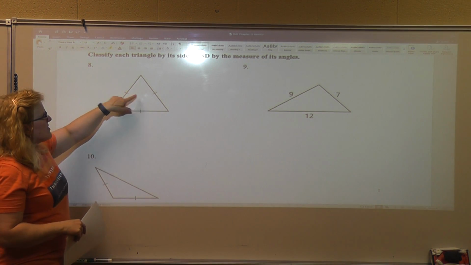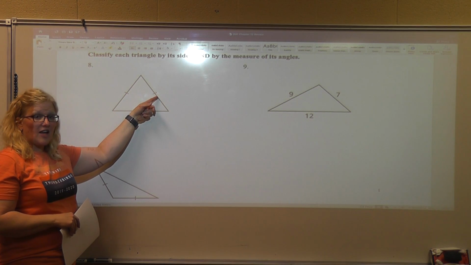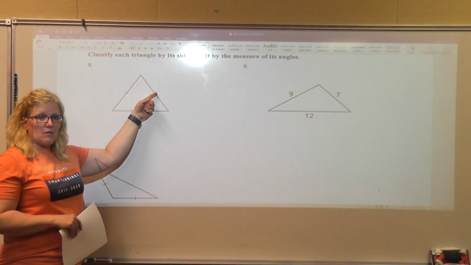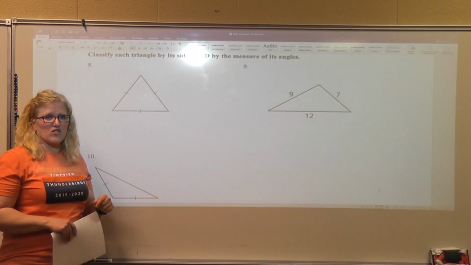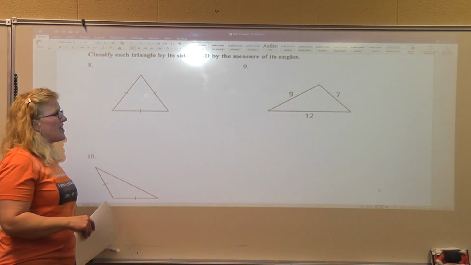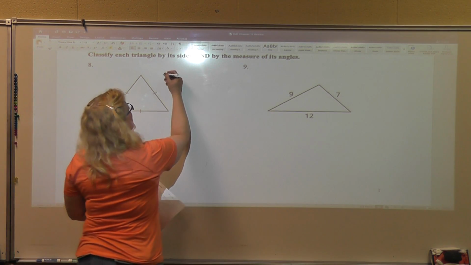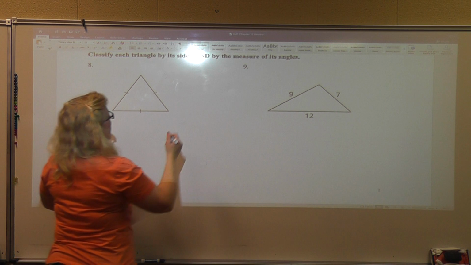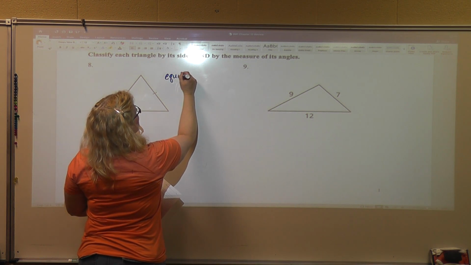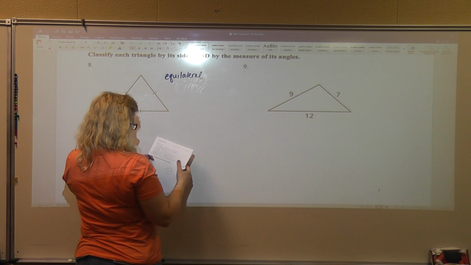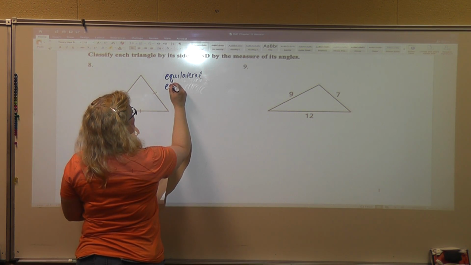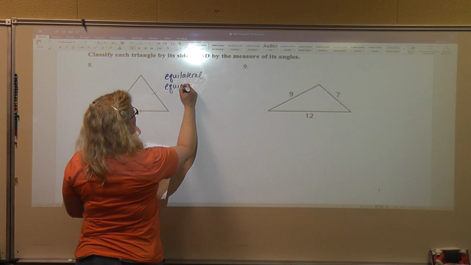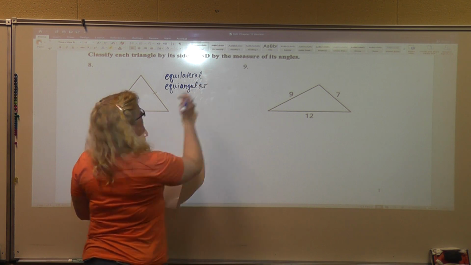But this first one, these little tick marks show that these 3 sides are the same, so that's equilateral. And if 3 sides of a triangle are the same length, then all 3 of their angles are also the same. So this is also equiangular. So equilateral and equiangular.